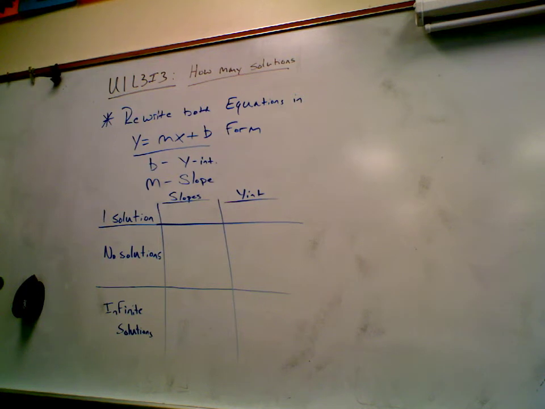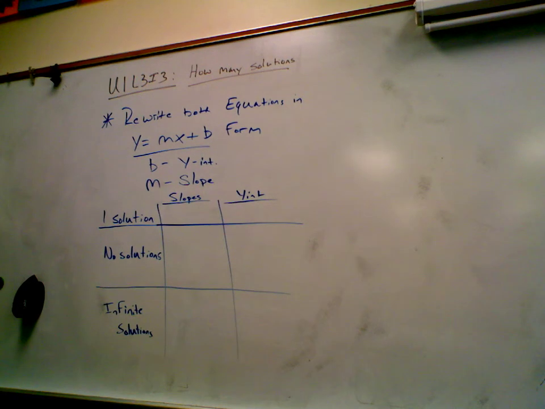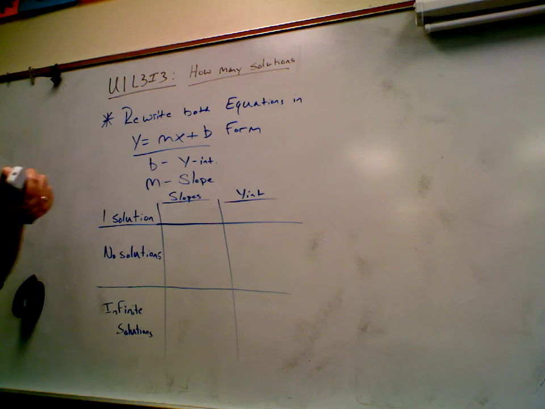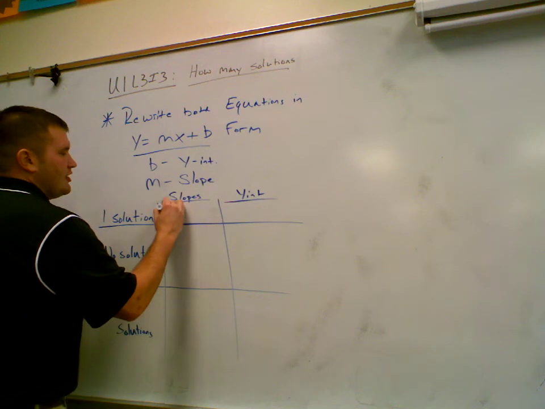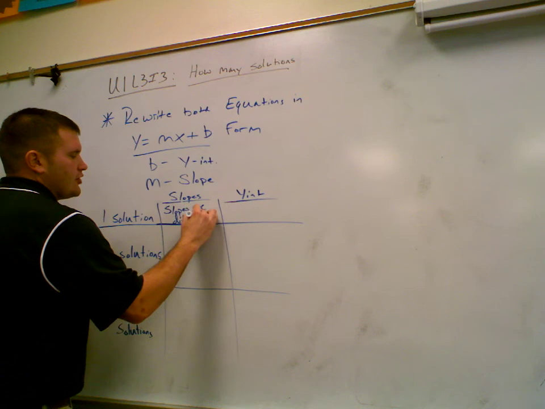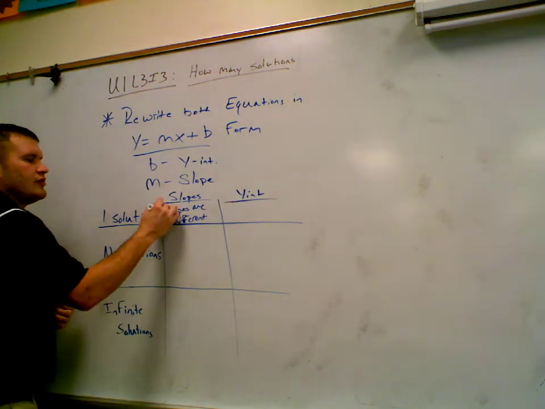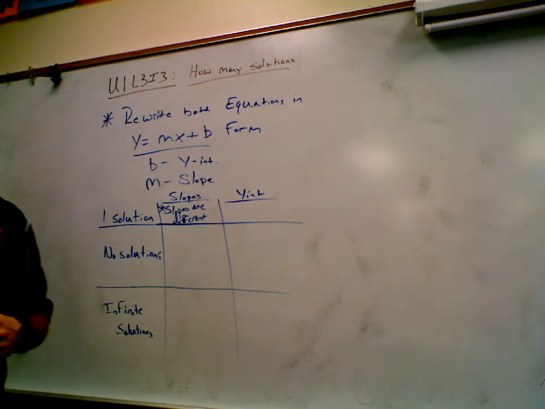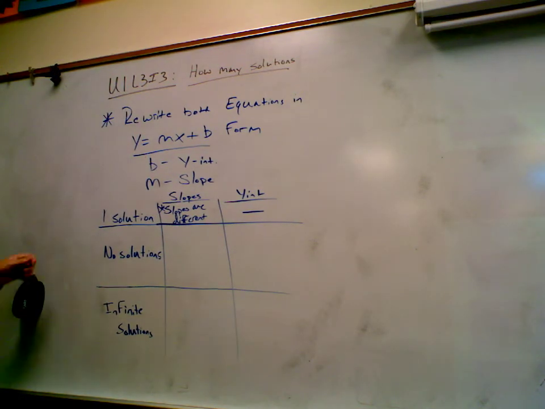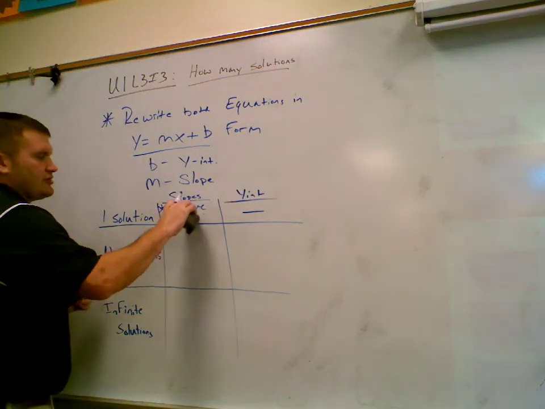All right. So what did we say yesterday? When there's one solution, what happens? Well, there's one solution when the slopes are different. Okay, good. So the slopes are different, we have one solution, right? Did we say anything about the y-intercepts? No. That's because the y-intercepts could be equal, they could not be equal, right? So if the slopes are not the same, then we have one solution.